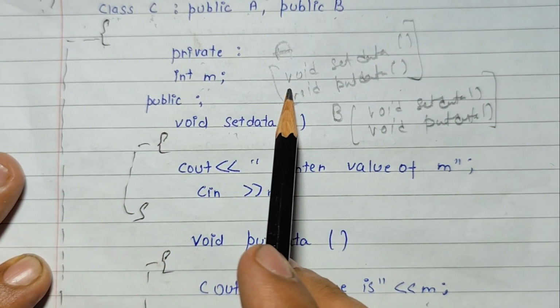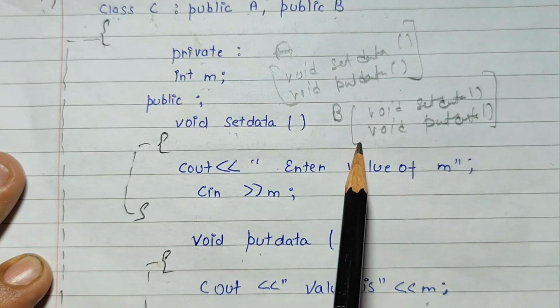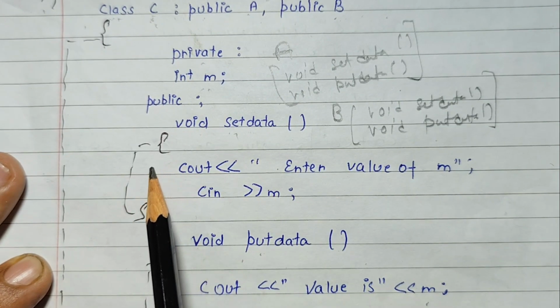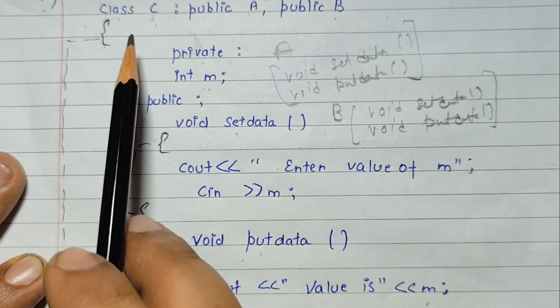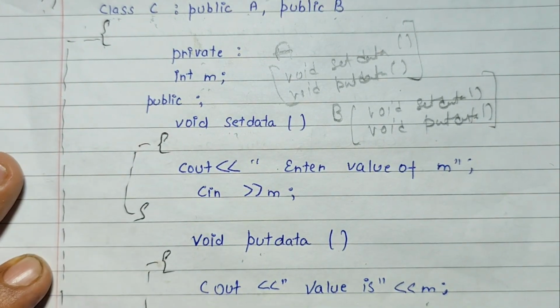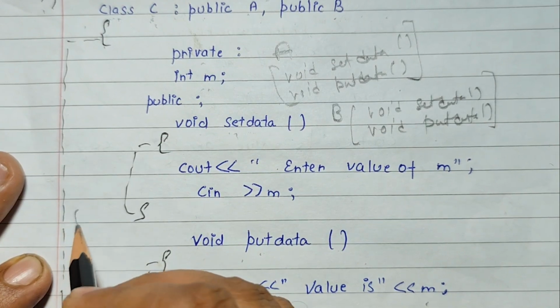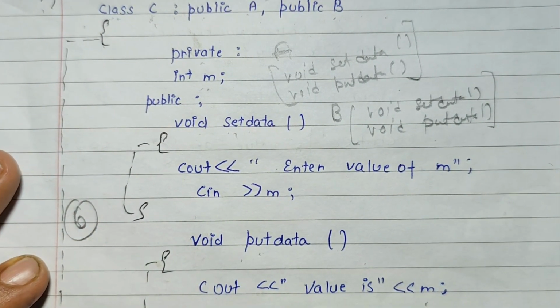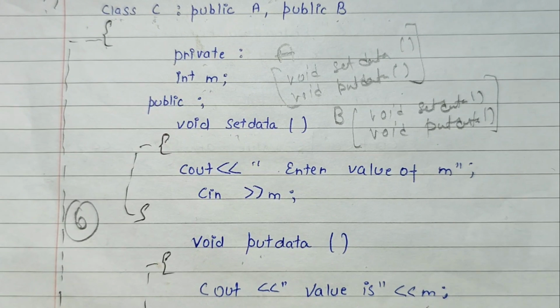2 member functions from class A, 2 member functions from class B, and 2 member functions are the member functions of derived class C. So in total we have 6 member functions in the derived class C.